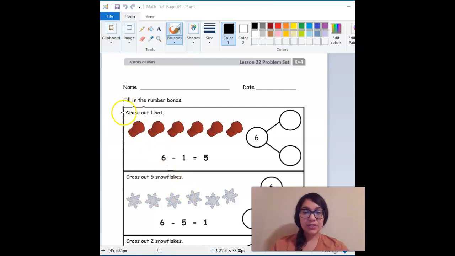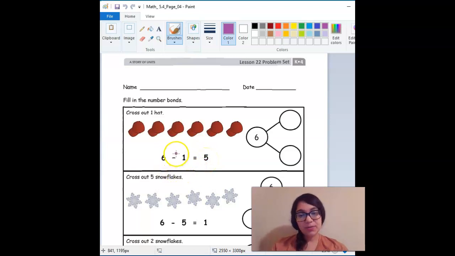So we need to cross out 1 hat and fill in our number bond. So before we get started, remember our number bond. We have our whole. Our whole is the one that has 2 arms connected to it. And then our parts are the circles that only have 1 arm connected to it. So let's read the number sentence together. Get ready. 6 minus 1 equals 5.